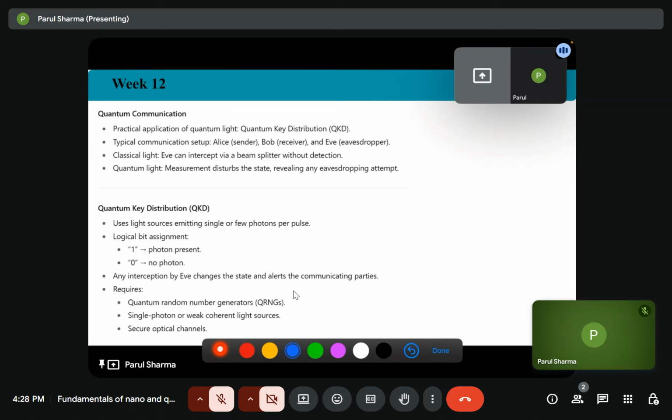So the typical communication protocol will have Alice that will send the information, acting as a transmitter. Then there is Bob. Both will receive the data, that is the receiver. And there will be Eve, that is an eavesdropper, which can decrypt our data before reaching Bob. So we have the setup like here.